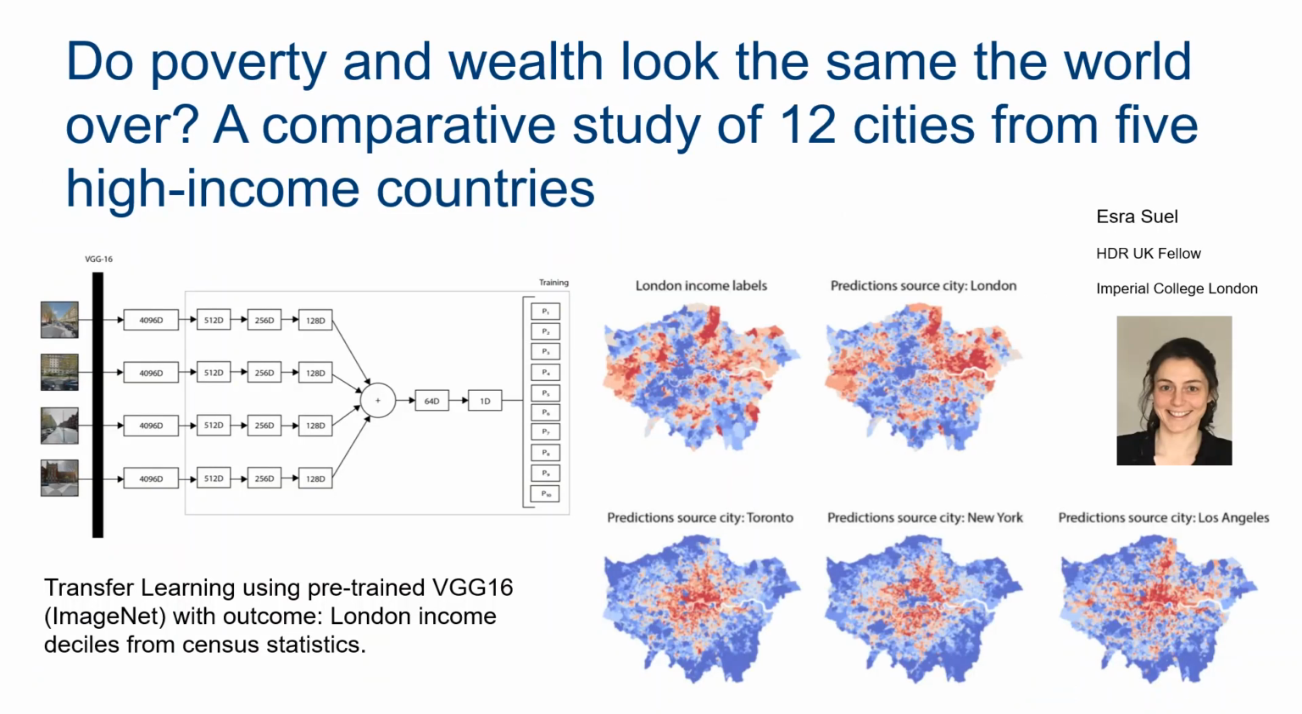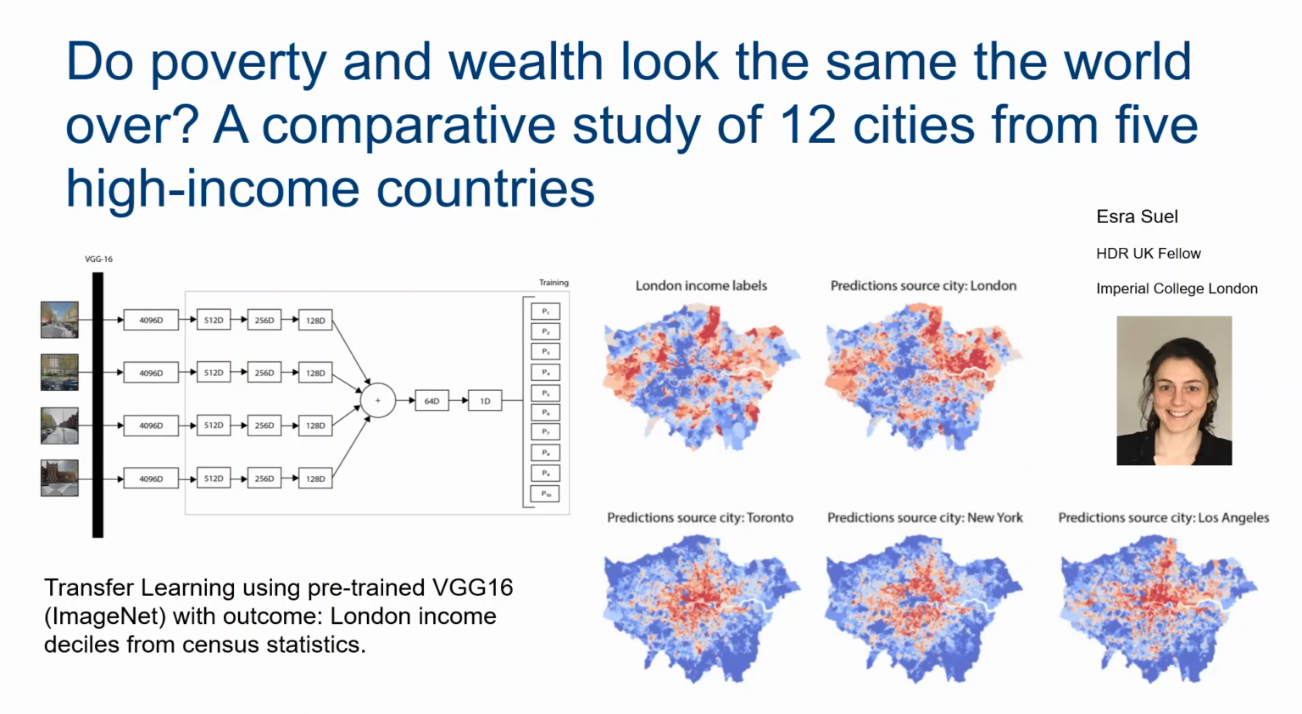This study, led by Ezra Saul, looks at how well a model trained in one city can transfer predictions on socio-economic demographics to another city. Here we have London income labels, the absolute ground truth. When we train on London and predict on London, we're able to recover the spatial patterns relatively well. When we start to train on Toronto and predict on London, or train on New York and predict on London, we actually aren't able to capture the predictions as well. Perhaps Los Angeles, we recover the patterns a little bit better.